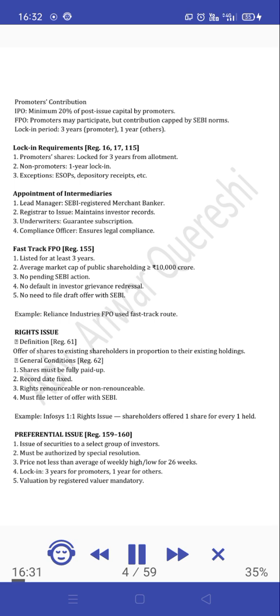Promoters' shares are locked in for 3 years from allotment. 2. Non-promoters: 1 year lock-in. 3. Exceptions: ESOPs, depository receipts, etc.